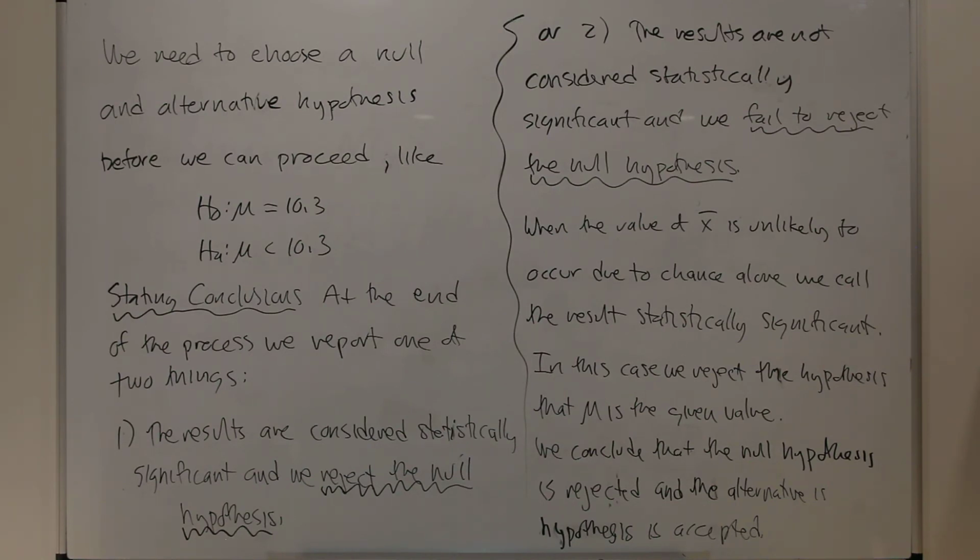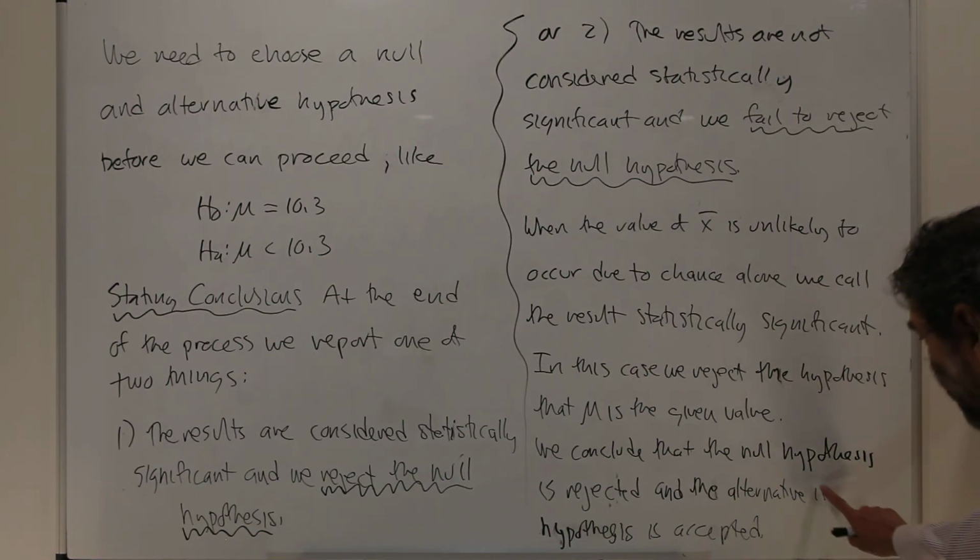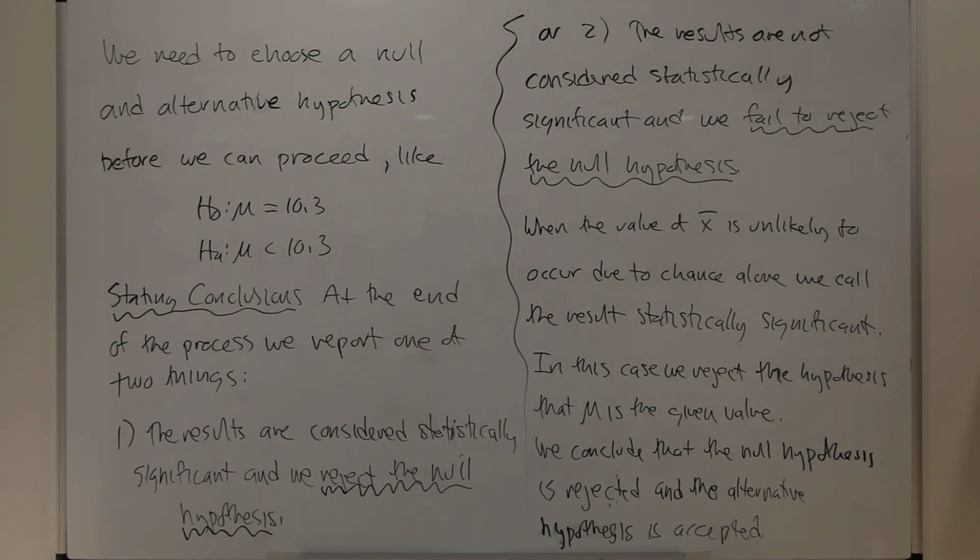When the value of x bar is unlikely to occur by chance alone, we call the result statistically significant. I'm restating it. In this case, we reject the null hypothesis that mu is the given value. We conclude that the null hypothesis is rejected, and the alternative hypothesis has been accepted.